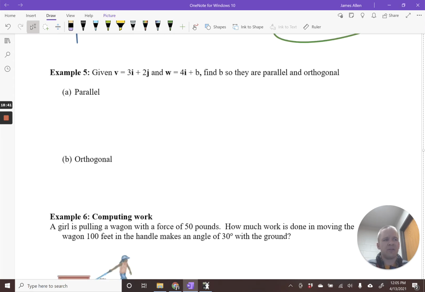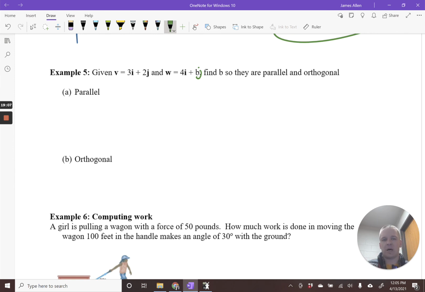This one looks kind of fun. So it says, given vector V is 3i plus 2j, and W is 4i plus bj, find b so that they are parallel and orthogonal. We were missing our lowercase j there. All right. So we want to find that value b so that they are parallel and so that they are orthogonal. Okay. Well, there's a couple ways to think about this.